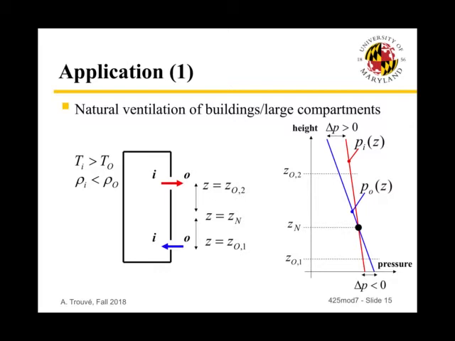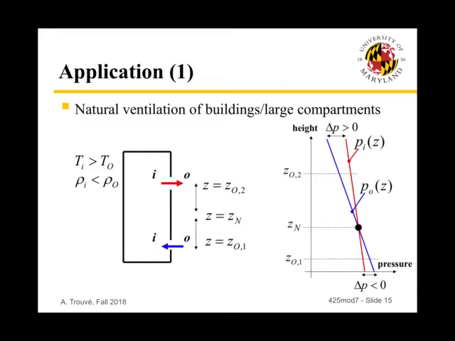summer scenario. In the summer scenario, the temperature inside the structure is smaller than the temperature outside, and therefore, in that case, you would expect a reverse flow direction, where the upper vent will correspond to inflow of outside air, and the lower vent will correspond to outflow of inside gas.